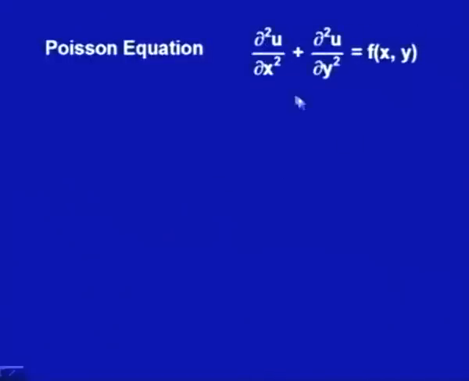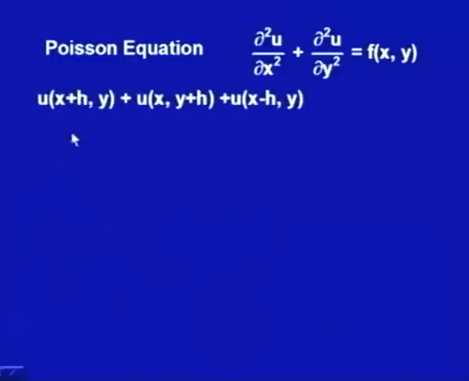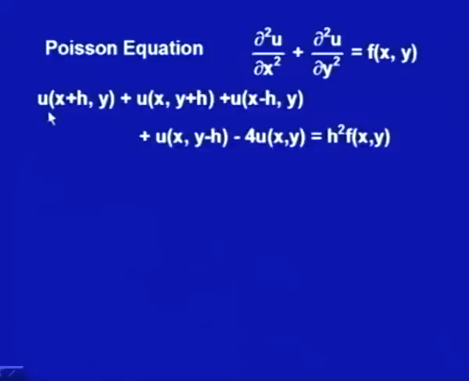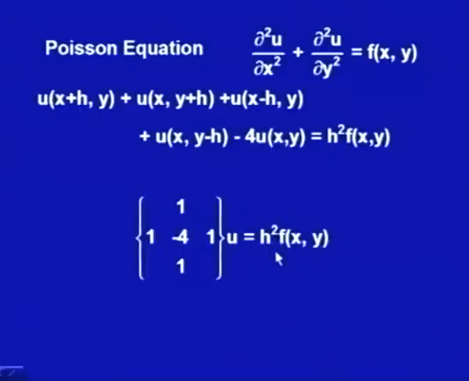Similarly, the Poisson equation, as I said, is non-homogeneous, that is, the right hand side is a function of x and y. Whatever point x and y we are talking about, we evaluate the value of the function at those points, and the Poisson equation would simply become u(x plus h, y) plus u(x, y plus h) plus u(x minus h, y) plus u(x, y minus h) minus 4 u(x, y) is equal to h square f(x, y). In the stencil notation, I get 0 1 0, 1 minus 4 1, 0 1 0, times u is equal to h square f(x, y).